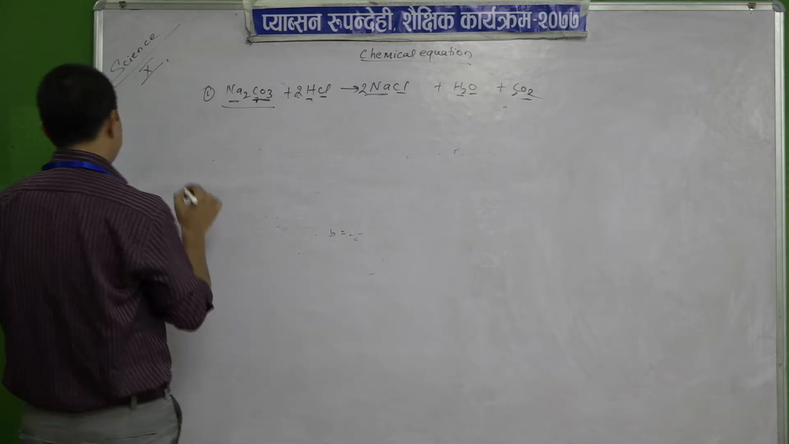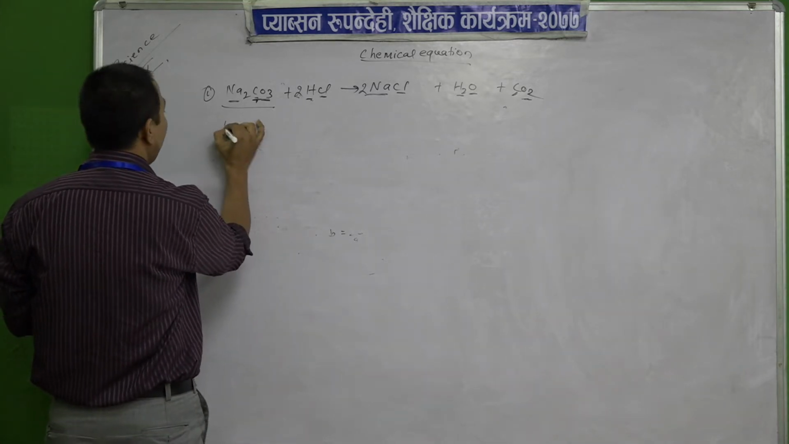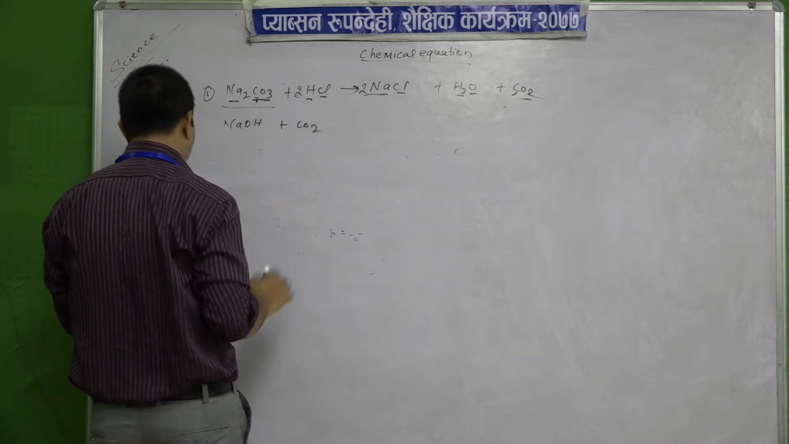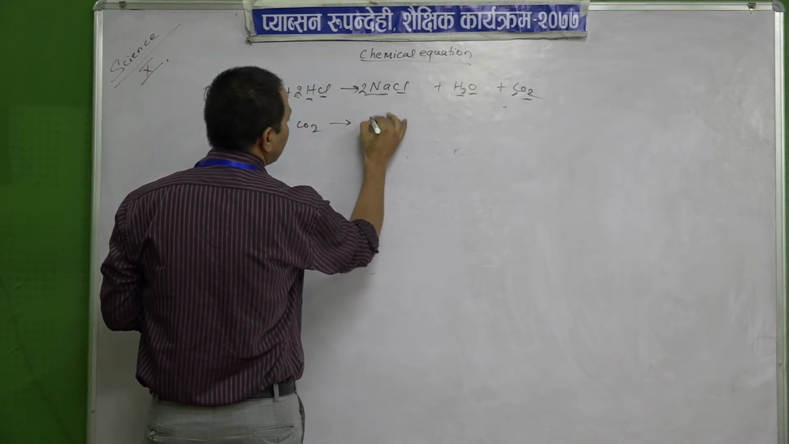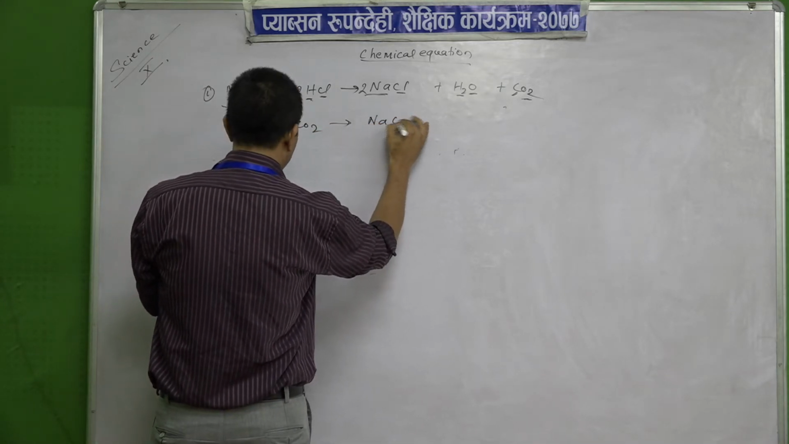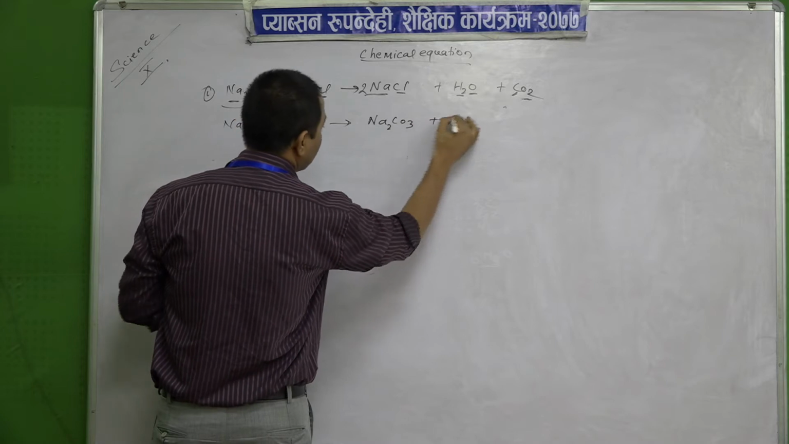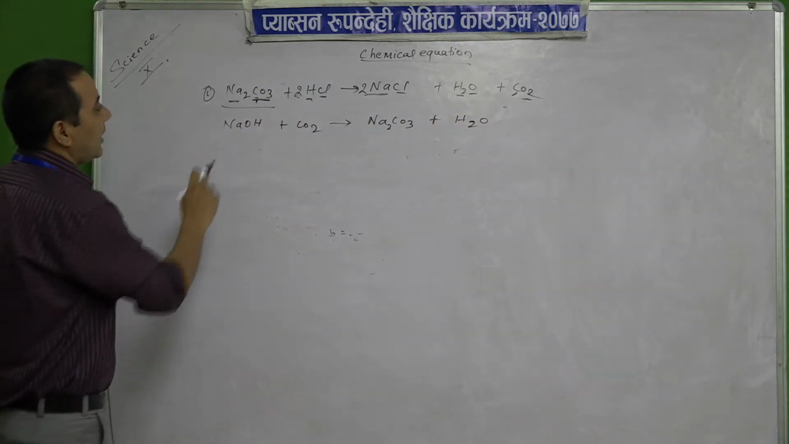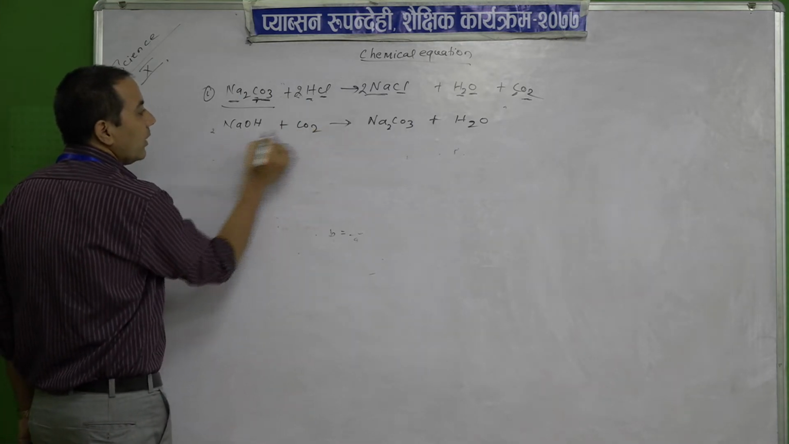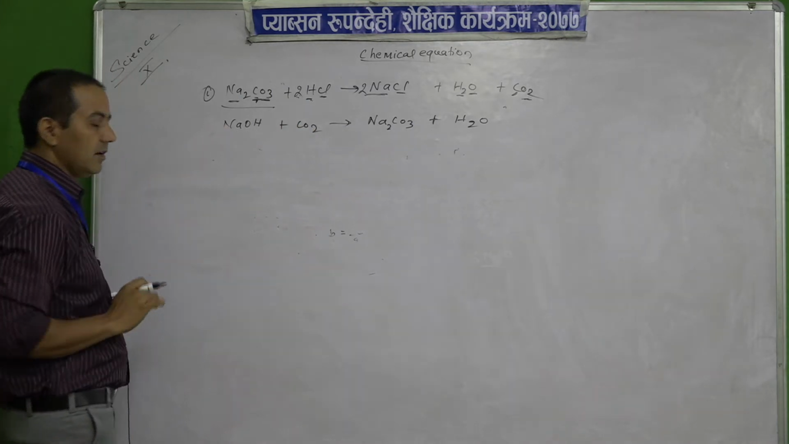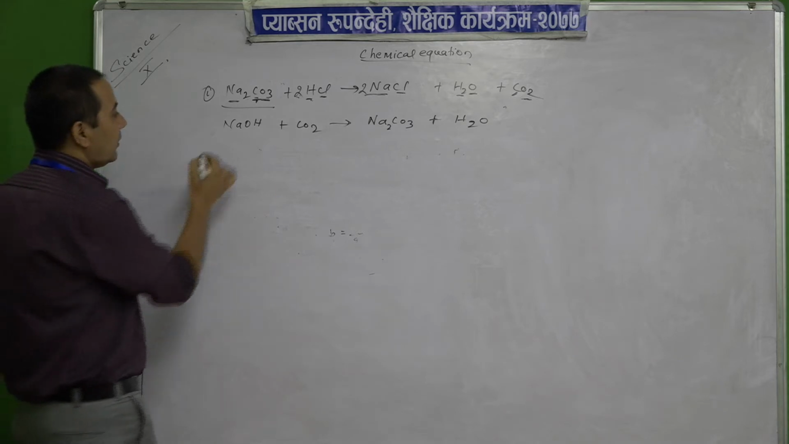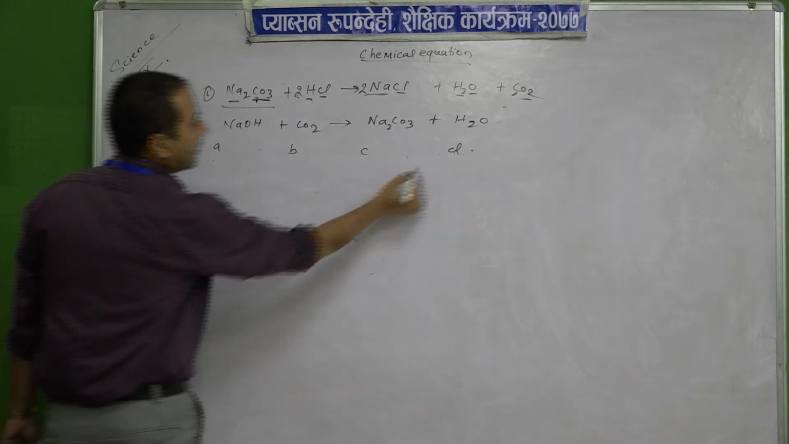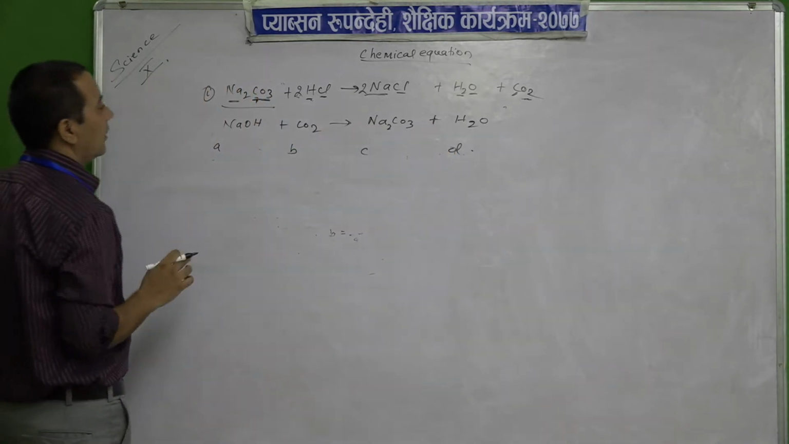Let's take another example. NaOH plus CO2 gives sodium carbonate, Na2CO3 plus H2O. In our practice we see the sodium 2 and put 2 here, but that is not necessary. What we will do is write A, B, C, D in front.